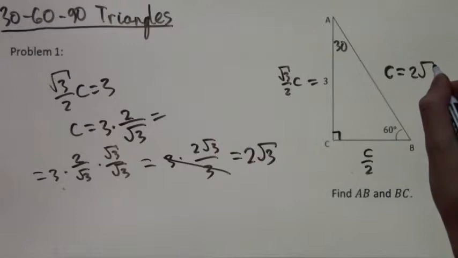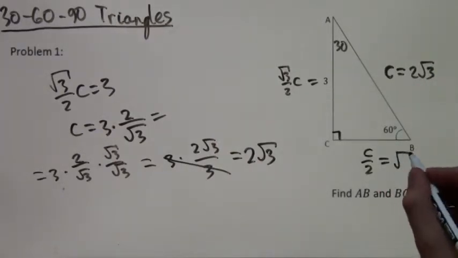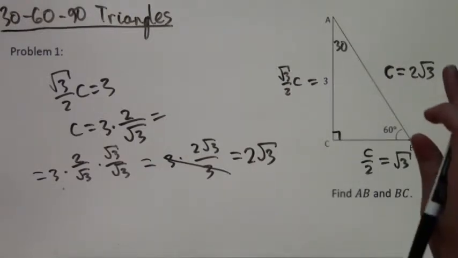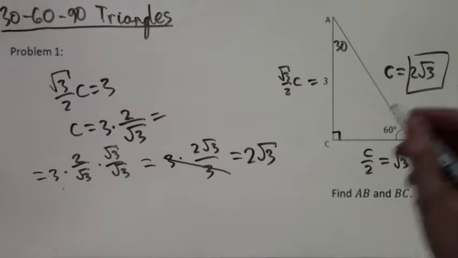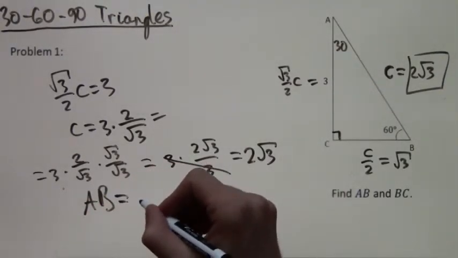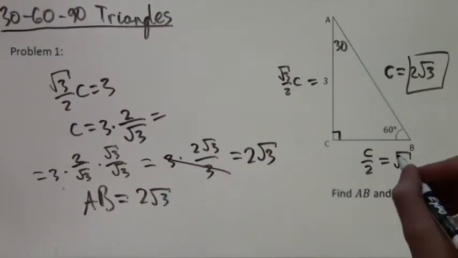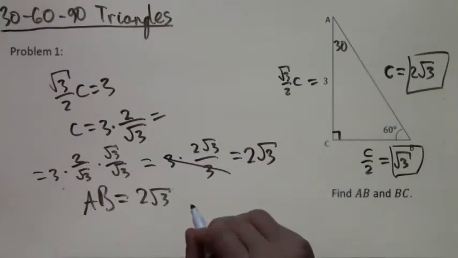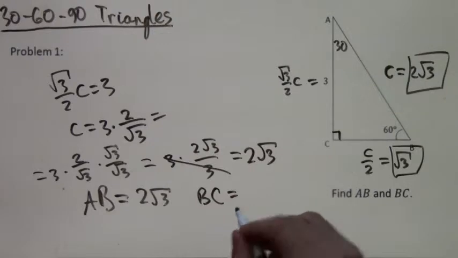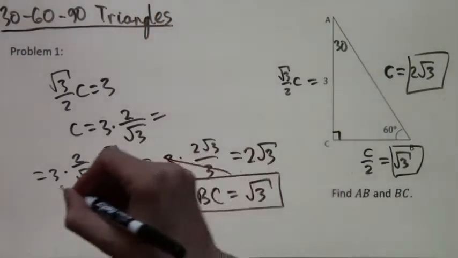Now all we've got left is to find the length of BC, which is c over 2. So we just divide by 2 and we get root 3. So our final answers are AB equals 2 root 3, and BC is equal to half of that, which is root 3. As you can see, knowing that this is a 30, 60, 90 triangle helps us out a lot in finding all the side lengths.